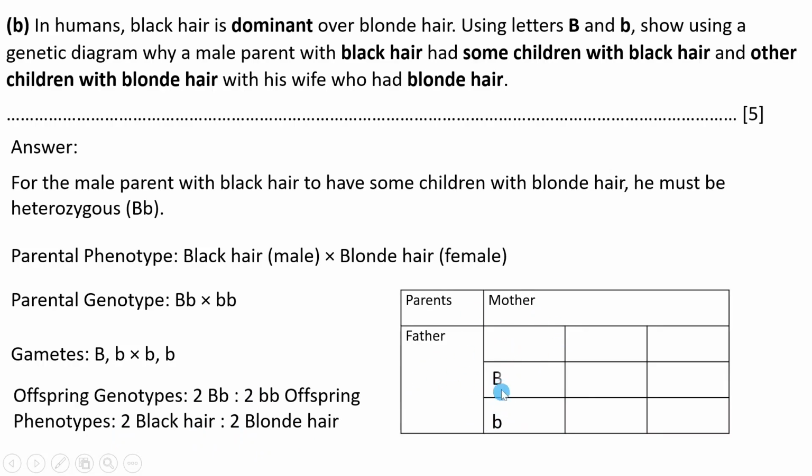The father had Bb, mother, bb. So the father has this one, okay, then the mother has this one. So in humans, black hair is dominant over blonde, but they discovered that their children were blonde. It means the father was heterozygous. So this will bring capital B small b, this one capital B small b, or this one small b, this one, just like that. You understand how it is flowing. Then this is the conclusion.